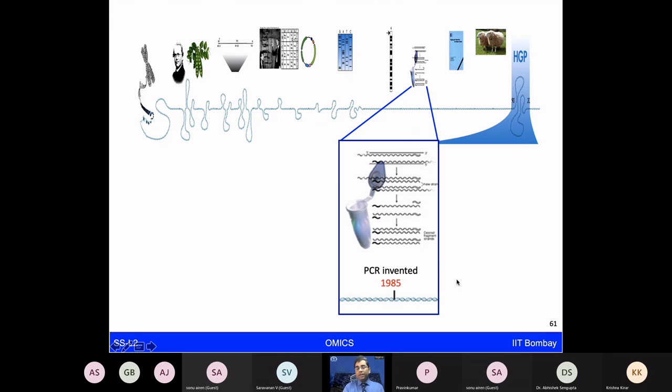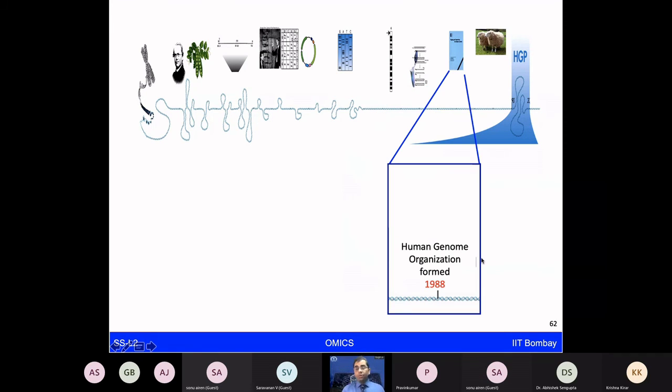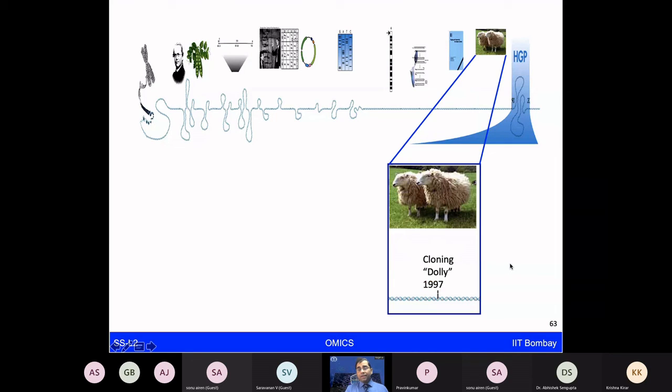Then we had the polymerase chain reaction, a process by which a small amount of DNA can be amplified to make a large amount of DNA, invented in 1985. You hear all kinds of criminal issues and crimes where PCR is being used to amplify the DNA. Then the Human Genome Organization was formed in 1980 to look at all the genes which make the human body, because so far we still did not have information for all the human genes.